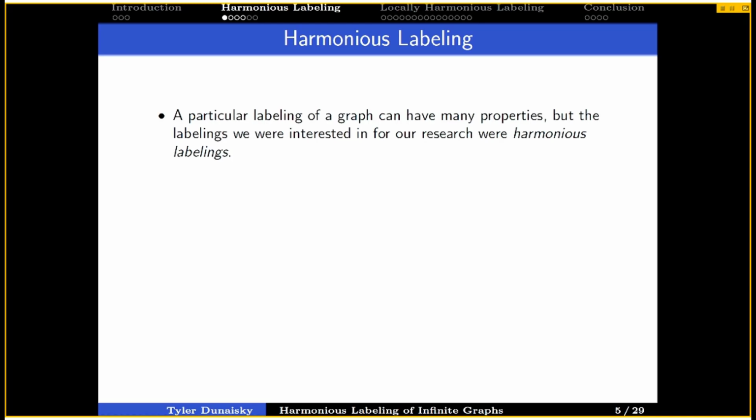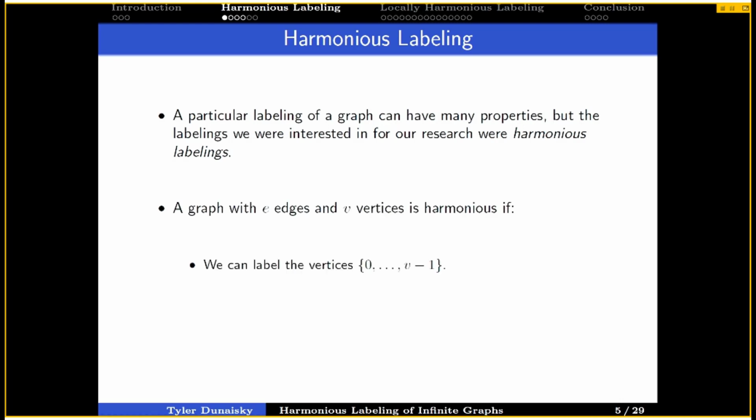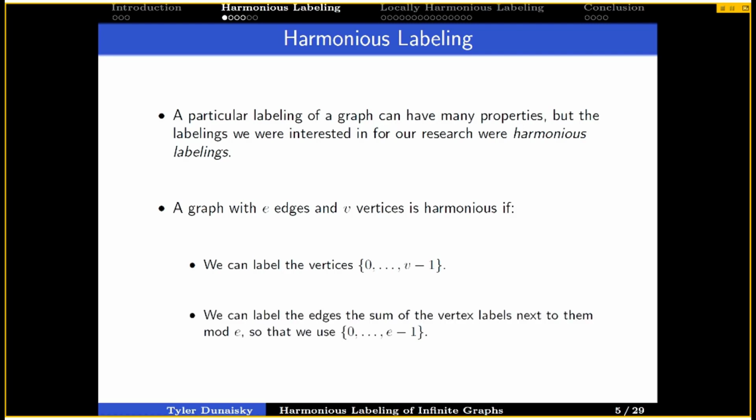Graphs have many properties, but for our research we were interested in harmonious labeling. A graph with b edges and b vertices is harmonious if we can label the vertices with 0 through b minus 1, and we can label the edges with the sum of the adjacent vertex labels mod b, so that we use 0 through b minus 1.